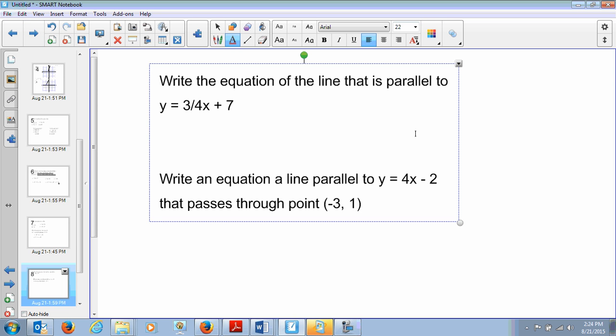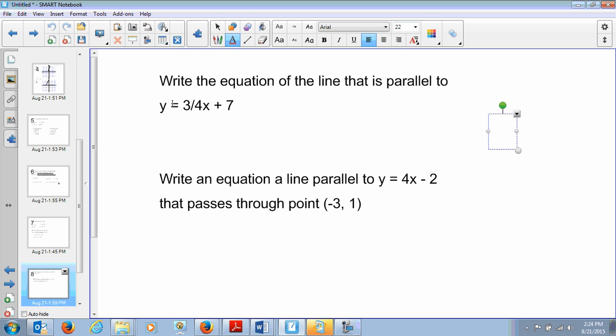Write an equation of a line that is parallel to this line. Parallel lines have the same slope. So I'm just going to make one up. I'm going to say y equals 3/4 x, that's my slope, has to be the same, minus 3. Now I have to change this last number or else they would be exactly the same line, which means they wouldn't be parallel. But as long as they have the same slope, they're parallel.